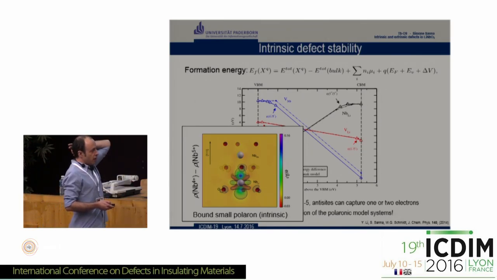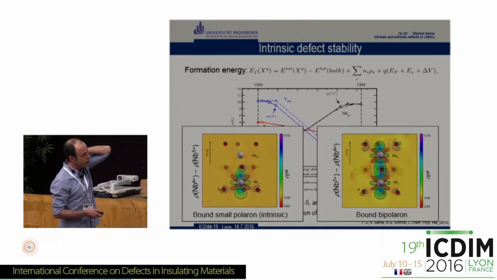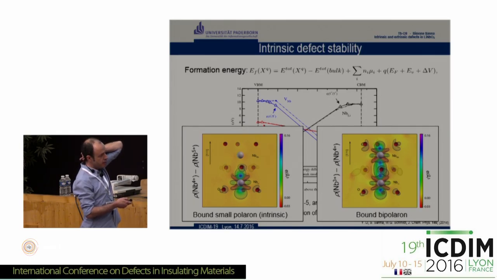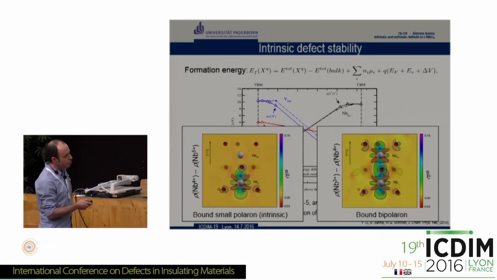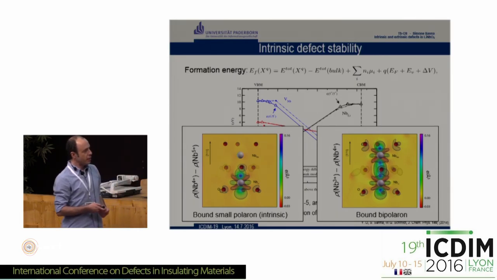I don't want to comment on it too much. Let's just have a look at the wave function. This is the difference of the charge of the polaron in two different sites, and you see that it is completely localized around mainly one lattice constant, which has been predicted, of course, also previously.